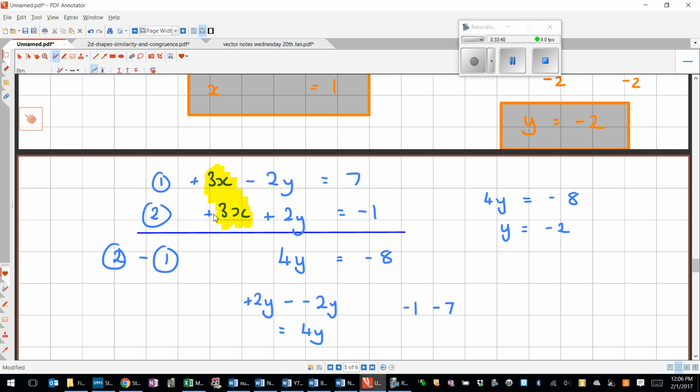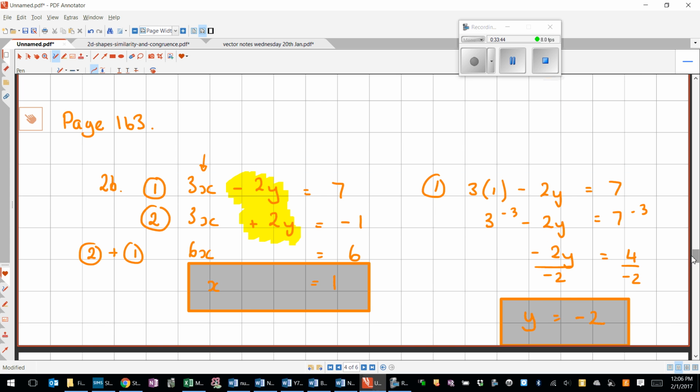Does it matter what equation you use to find it? No, because they both should hold true. The x and the y should work for both.